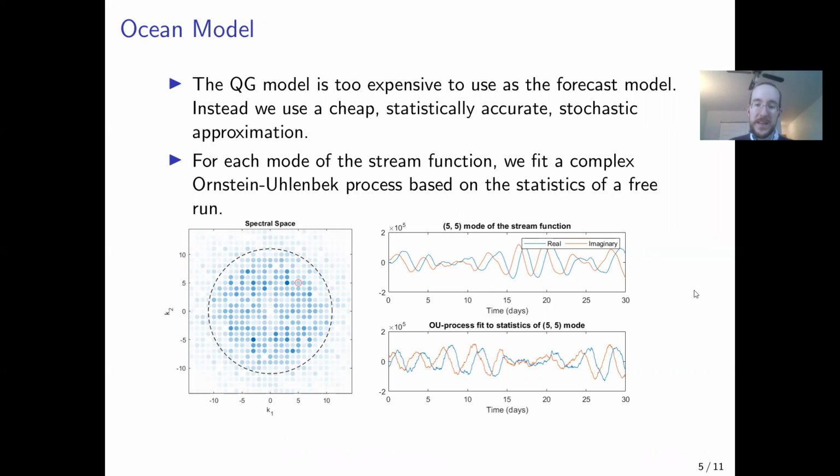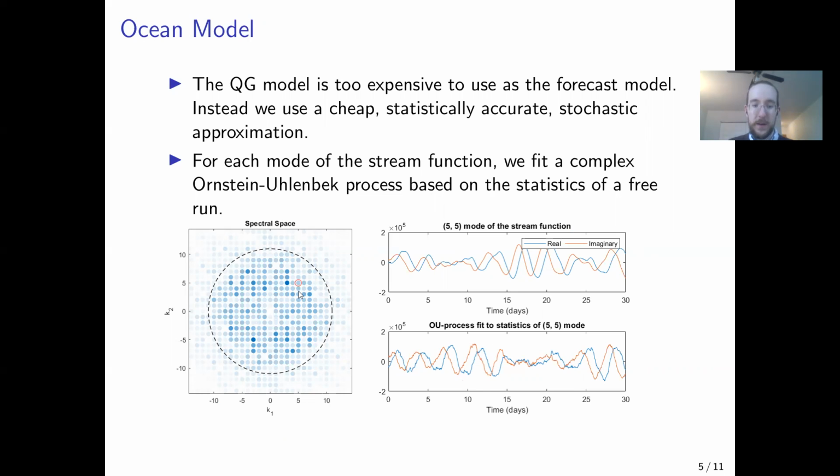And what we'll do is we can take the statistics of this time series, so the mean, the variance, and the decorrelation time, and we can take what's called an Ornstein-Uhlenbeck process, which is a stochastic differential equation, and fit such a process to the mean, variance, and decorrelation time. And so this approximate model matches the statistics of the corresponding mode in the QG model, except it is much cheaper to compute. Of course, the downside is that we lose the physicality, right?